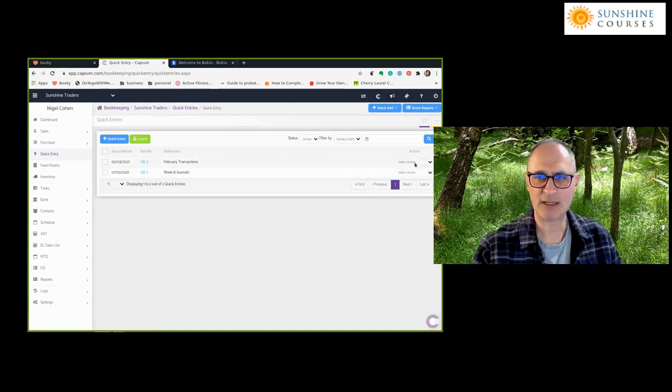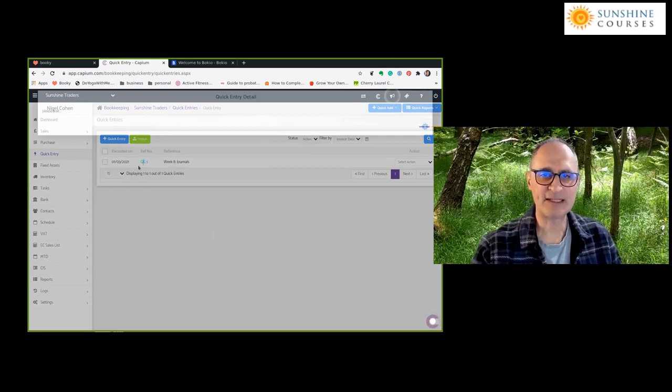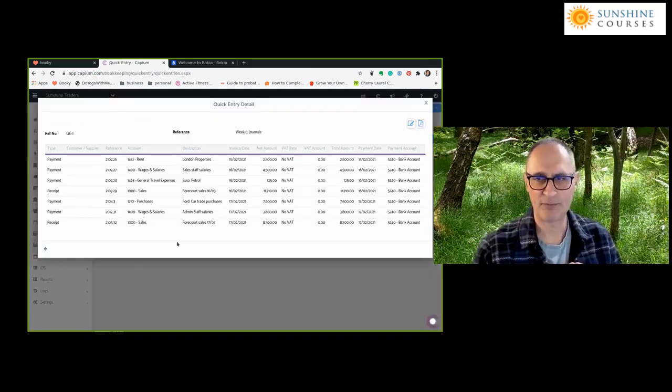I'm actually going to delete the whole of this, because I don't really want it in here. But what I've already entered is something I've called Week 8 Journals. And if I click on it, it lists out what I've entered as the journals. These are simply the entries that we put through from the cash book. But instead of entering them as a batch, I enter them one at a time. On the 15th of February, I entered the first transaction. On the next day, I entered the next 3 transactions.